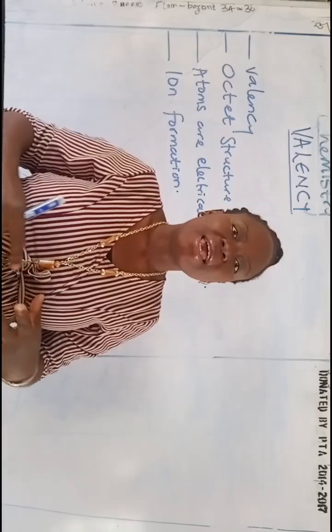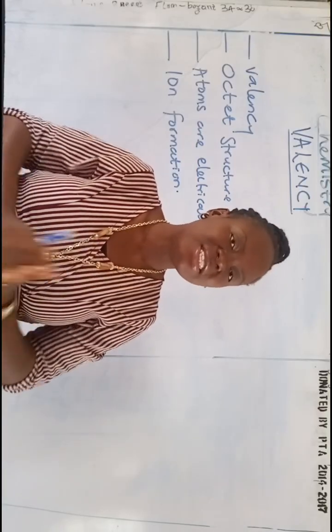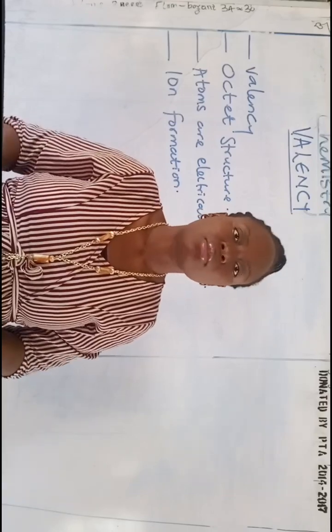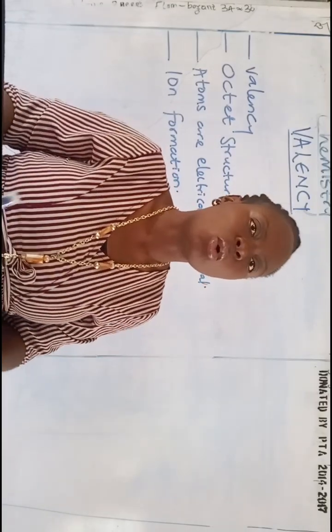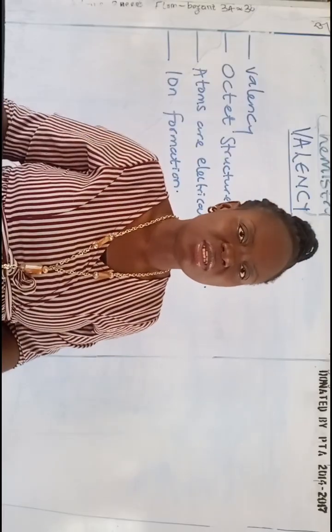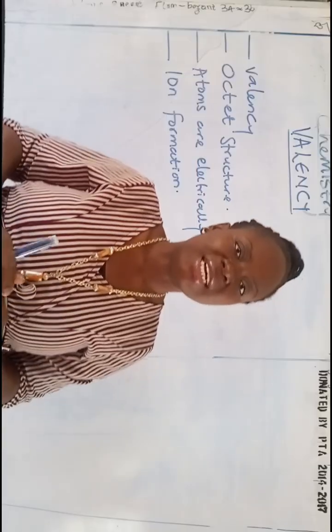Now, every element on the periodic table has what we call the valency. Valency is the combining power of an element. The number of electrons at the atom's shell is what we call the valence electrons. Now, this is what I'm trying to say: the number of electrons at the atom's shell.